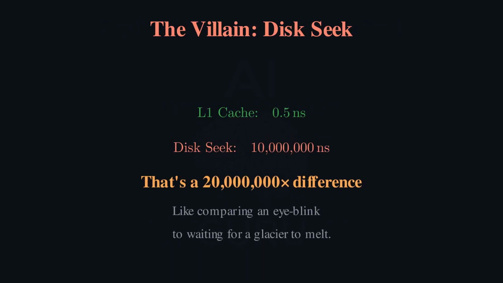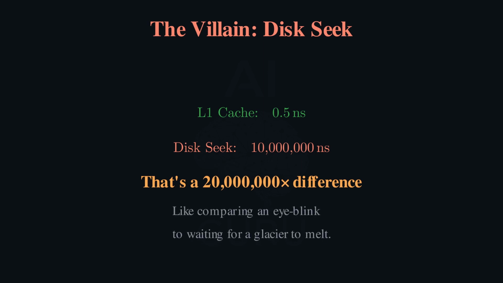The disk is the absolute villain of performance. A disk seek, moving that little mechanical arm to find data on a spinning platter, takes 10 million nanoseconds. 10 million. We went from half a nanosecond in the cache to 10 million on the disk. It's a factor of 20 million.